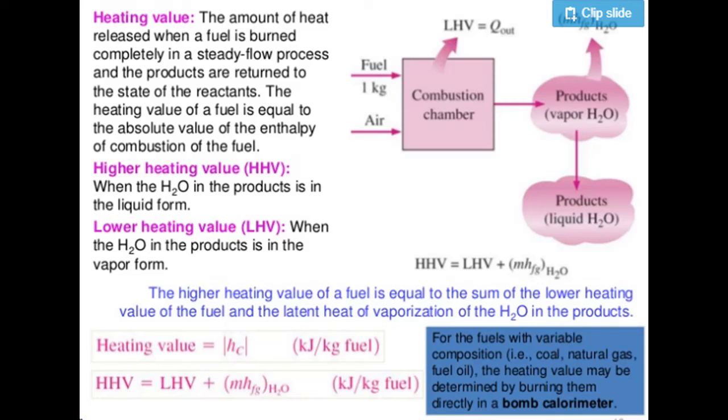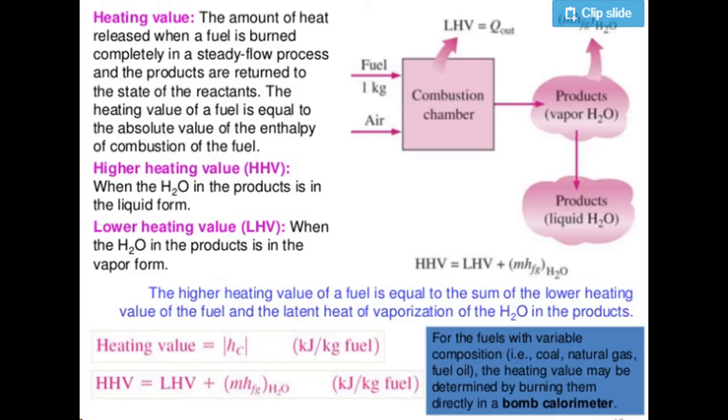Okay, so we can relate the higher heating value and lower heating value by the heat of condensation. The higher heating value of the fuel is equal to the sum of the lower heating value of the fuel and the latent heat of vaporization of the water in the products. So higher heating value of the fuel is equal to lower heating value plus latent heat of vaporization of water in the products.